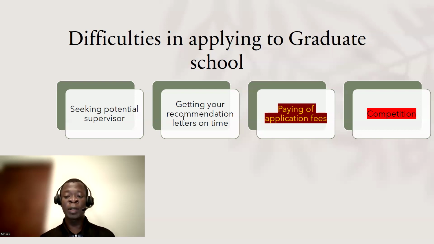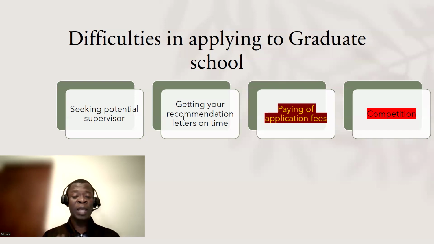Another aspect is paying the application fee, which we're going to talk about, and then competition. Okay, there's a lot of competition. So if there's competition, it means that you have to increase the number of applications, okay? But if you look at the list over here, you can't do anything about the competition because everybody wants to go to graduate school, everybody wants a good place for maybe potential future greener pastures. So you can't do anything about the competition.